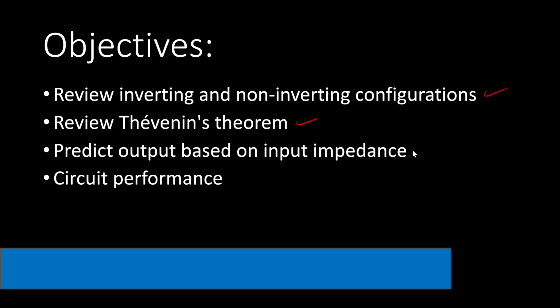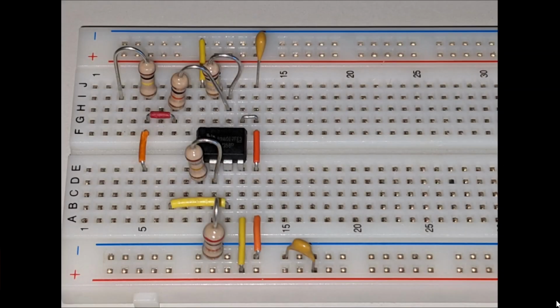We're then going to use the math to calculate what the output is going to be, and then we'll see if we are indeed correct by hooking up the function generator and the oscilloscope to view the results. This is the circuit we'll be using today.